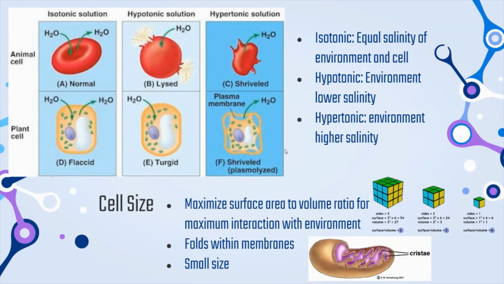And one final thing to talk about is why are cells actually so small? And the reason for this is because they want to maximize their surface area to volume ratio. The reason for this is because they want to have the maximum interaction with their environment. So if you just think about it, if we have a large cube over here, the surface area to volume ratio will actually be smaller than if we just had a small cube over here, where the surface area to volume ratio would be much larger. And the cell will also do this with folds within the membrane, such as the cristae in the mitochondria.